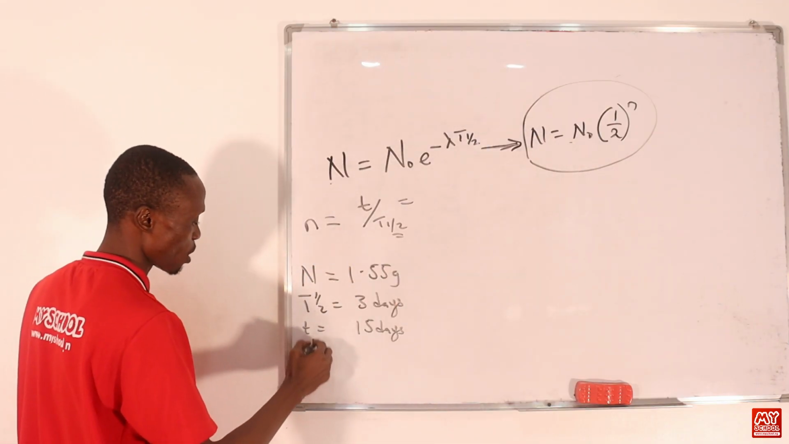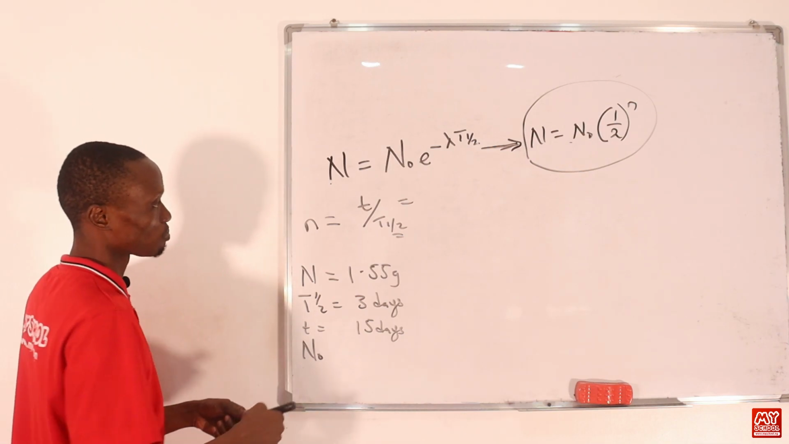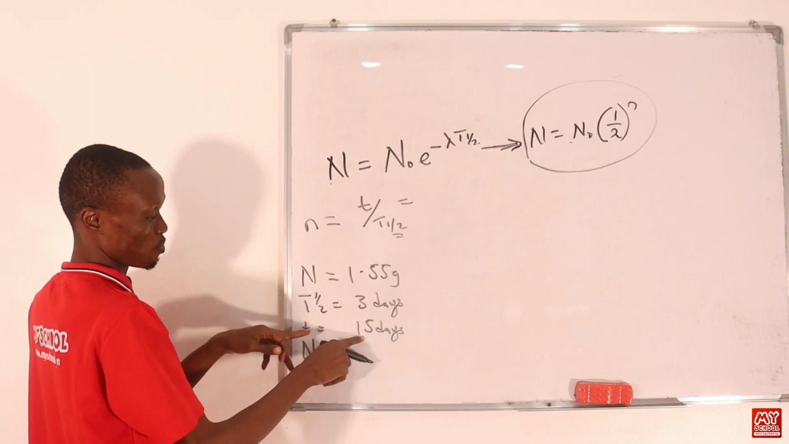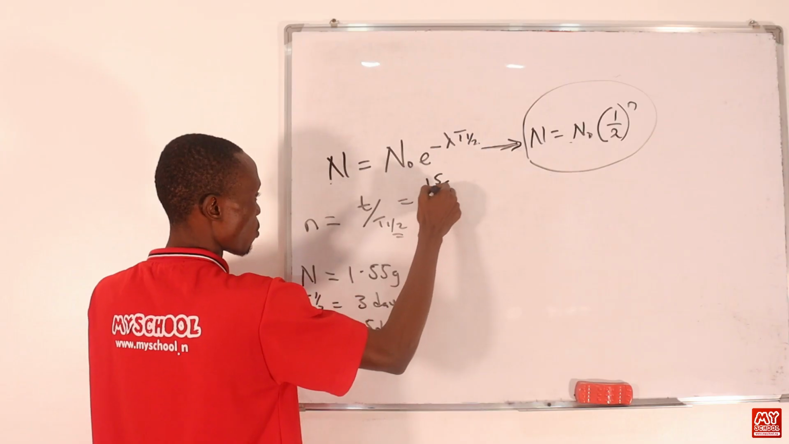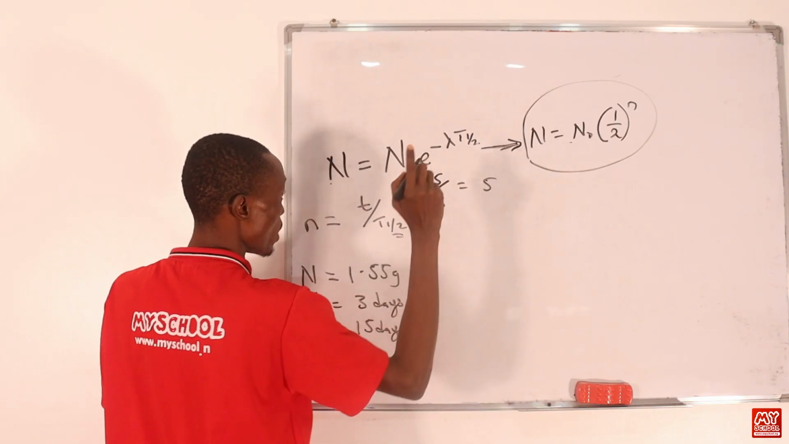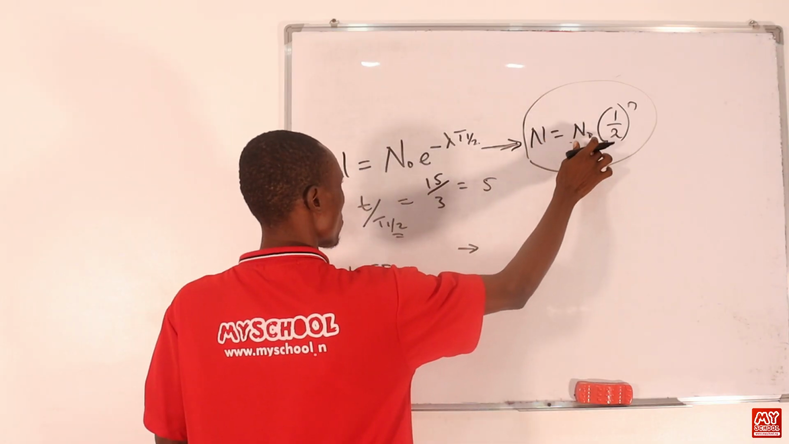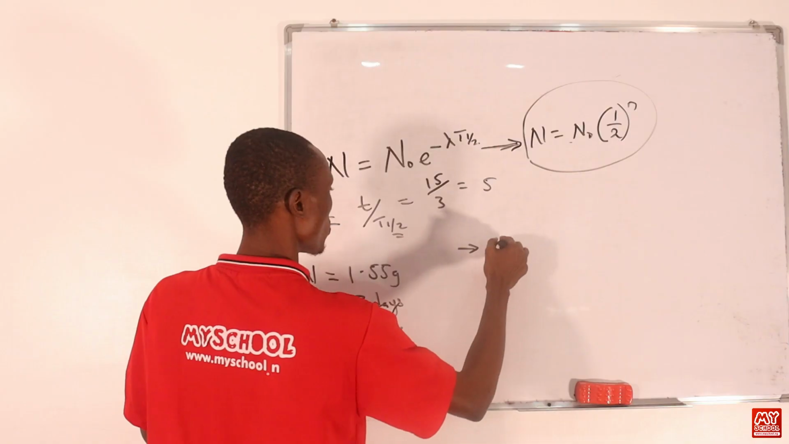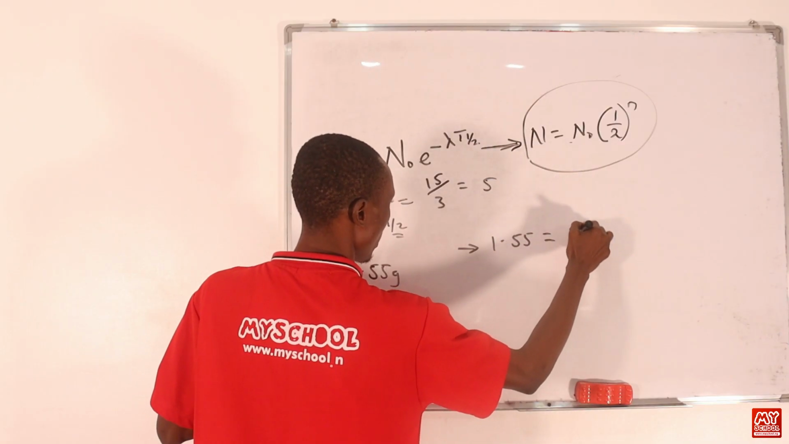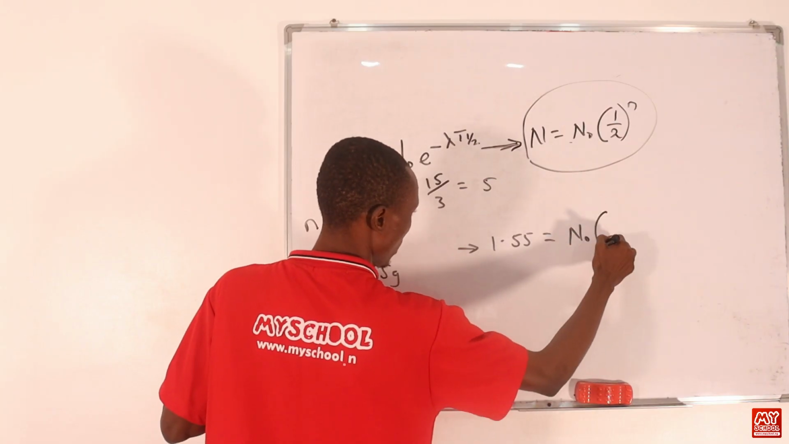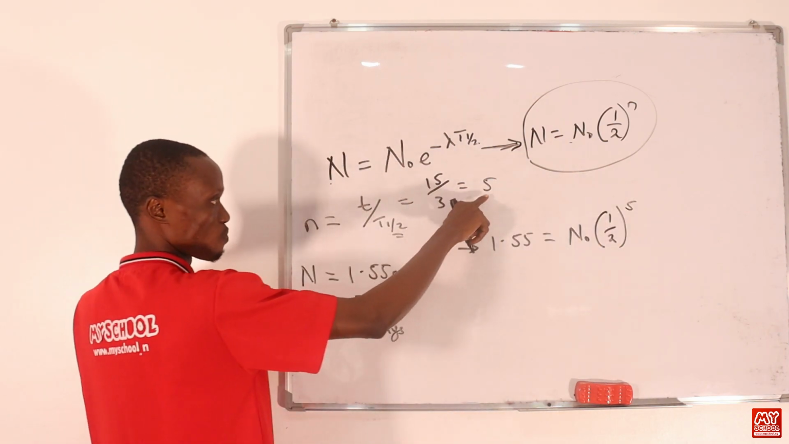So here we are actually looking for N naught because that represents the original value of the mass, right? Here we know t to be equal to 15, and half-life to be equal to 3. So you'll be having 15 all over 3, and that will be equal to 5. So n is equal to 5. Now we can substitute all these values into this equation. So we know N to be equal to 1.55, and that is equal to N naught, which we don't know and are looking for, then bracket 1 over 2 raised to power 5. From our calculation here, n is equal to 5.